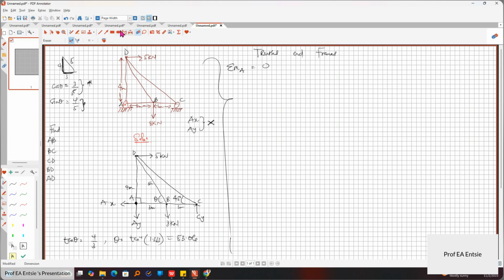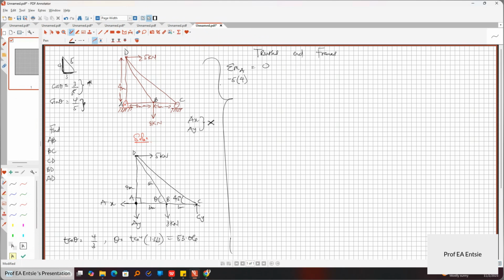Then you check. If the force is horizontal, the distance should be vertical. So this is the 5 kN. So what will be the vertical distance? It's 4 meters. You are taking the moment here, so it will be 5 times 4. So it will be negative 5 times 4, because it was clockwise.